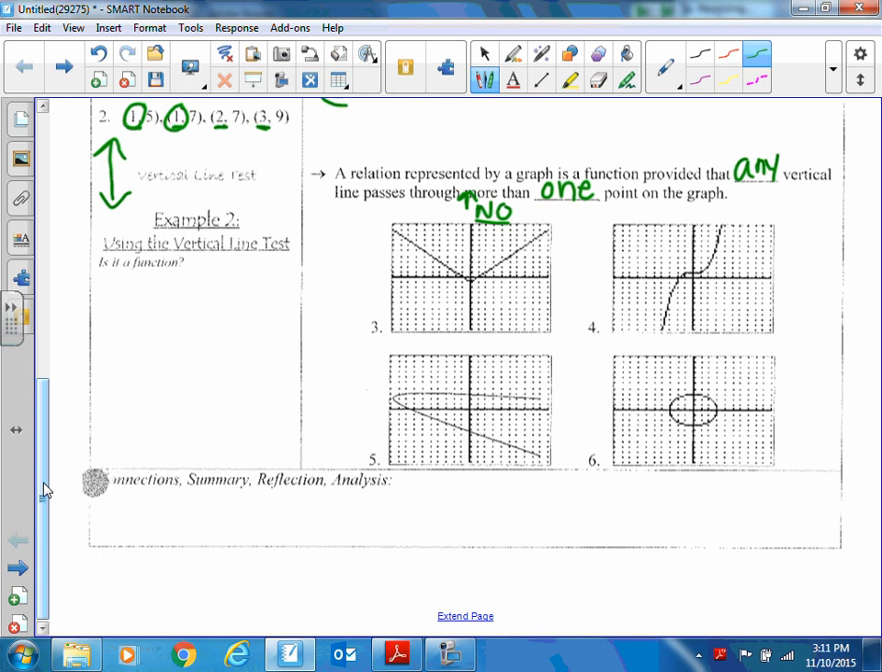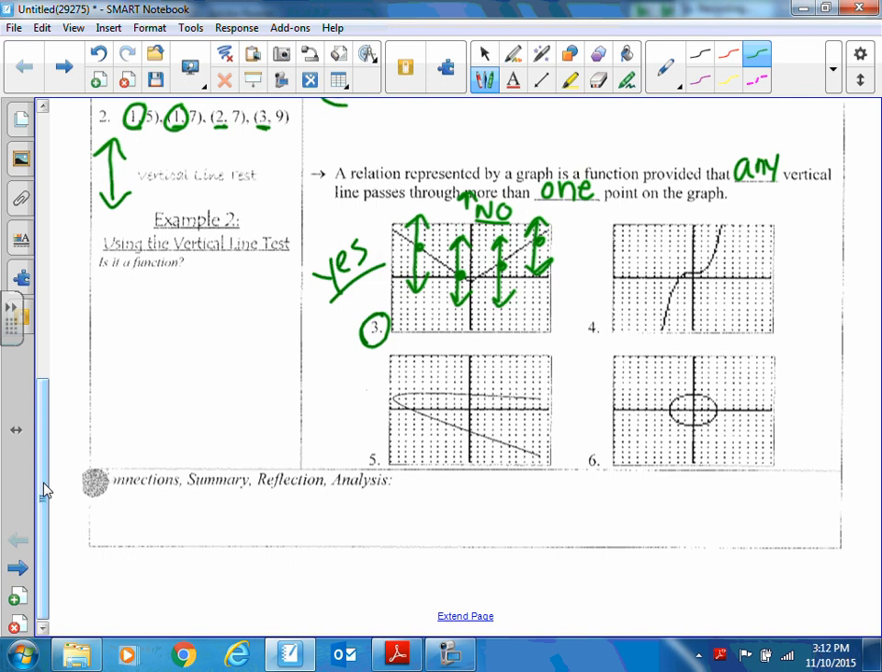So let's look at number 3. So let's draw a couple vertical lines. This is the vertical line test. Since all of these only hit that graph one time, yes, this is a graph of a function.